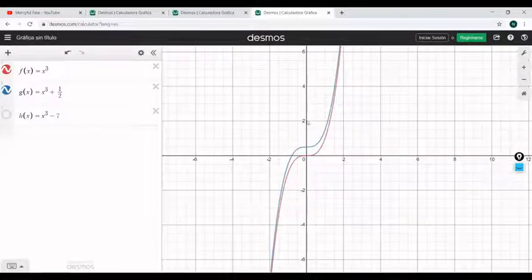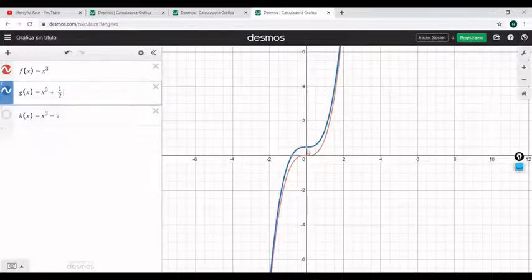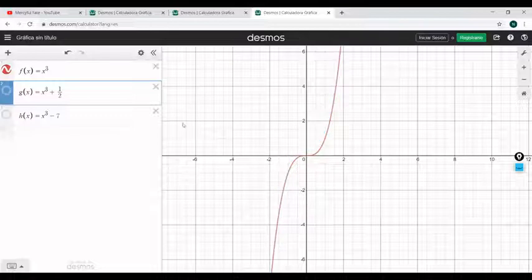Can you see? This is the unit number 2, this is the unit number 1, and this is the unit 1/2. So as we can see, the graph of this function, which is g, the blue one, is the same as my original function, which is f, with the only difference that it's displaced upwards by 1/2. You can see there the 0.5. Now I'm going to erase it.